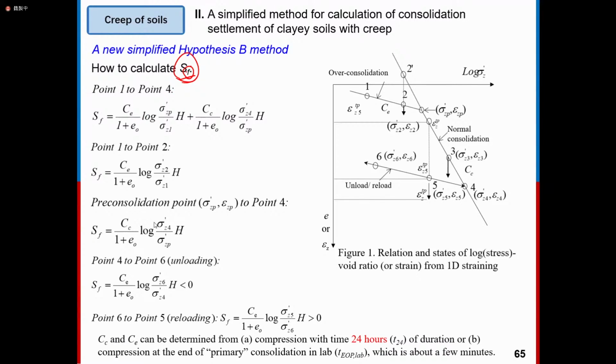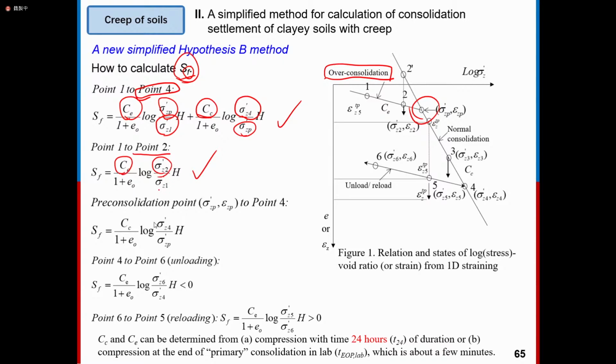And for calculating SF, we should know the final stress state, the initial stress state, okay? Two slopes, CE and CC. And if it is on point 4, we use this equation because it will surpass the pre-consolidation stress point here, right? If it is on point 2, which is on the OCL line, over consolidation line, we use this simple one. Again, we have the slope, the final stress state, the initial stress state, right?